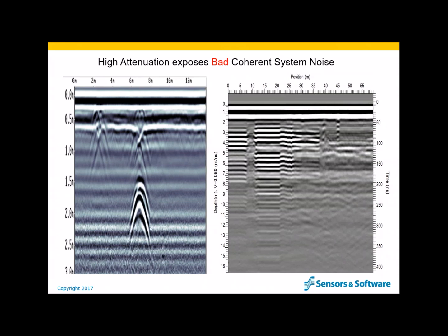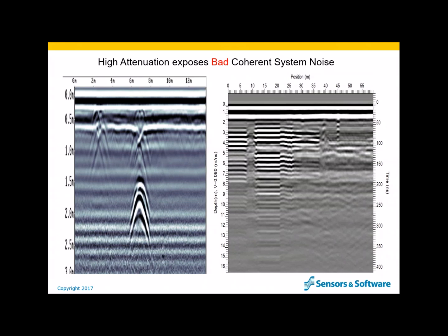The left one is an image from a Sensors & Software system, while the right image is from one of our competitors' systems. The important lesson here is that very flat reflectors in your GPR data are more than likely not real signals from the subsurface. They are coherent system noise. But they can look like boundaries.